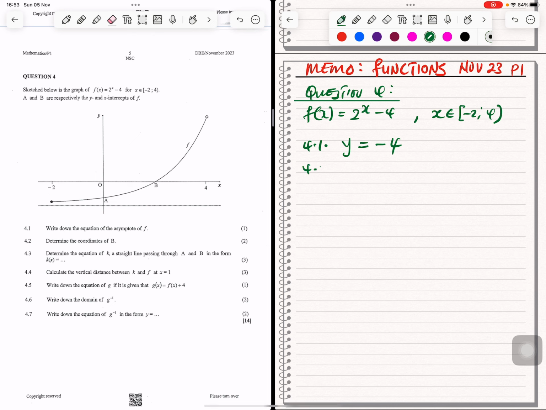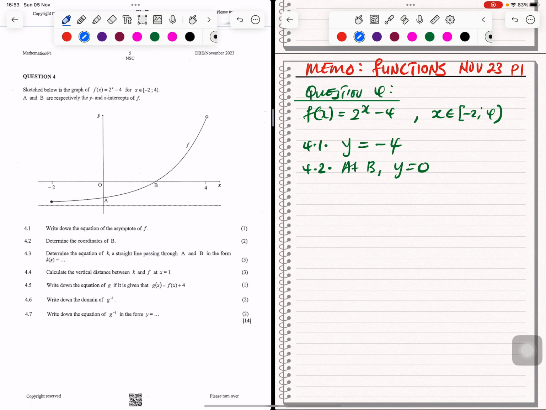And then number 2, which is 4.2, determine the coordinates of b. If they say determine, they want you to work it out. But if they say write down the coordinates of b, you can somehow just write it down. But in this case, I'm going to say that at b, y is 0 right there. At b, y is 0 at that particular point. We know that y is 0 there. Okay, so I'm going to substitute 0 into this equation and solve for x.